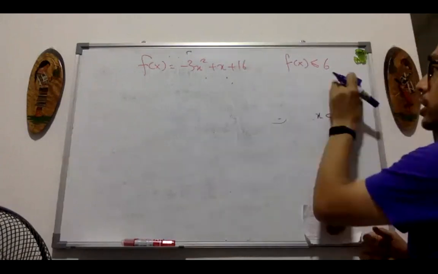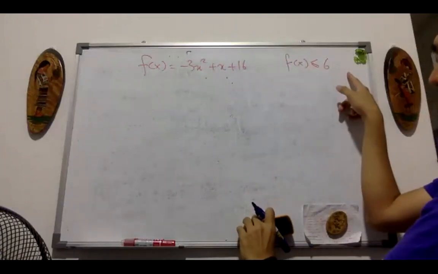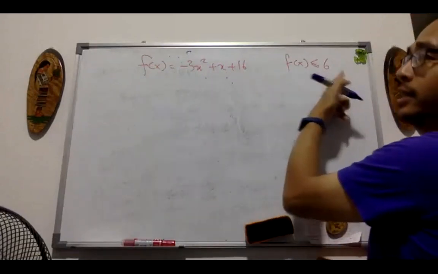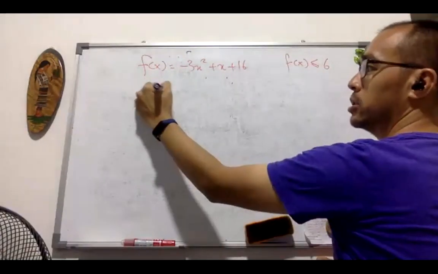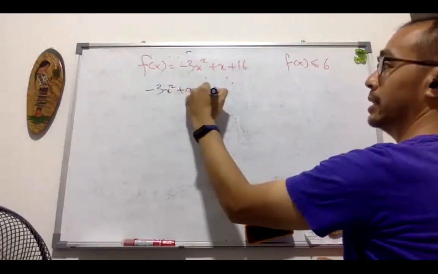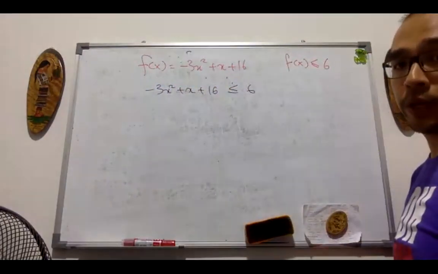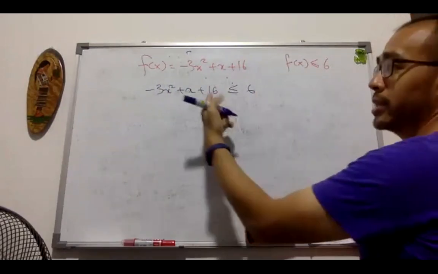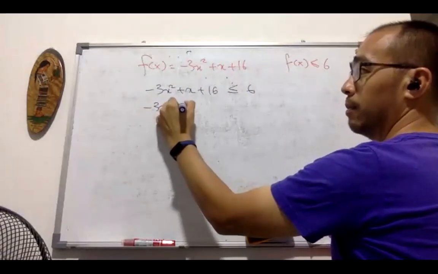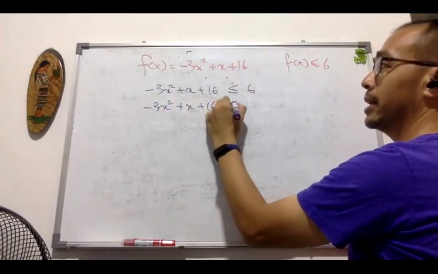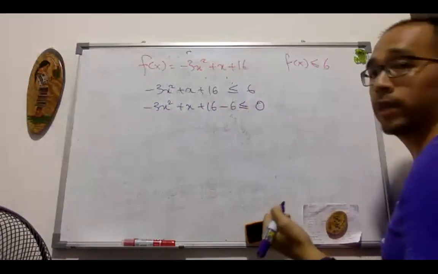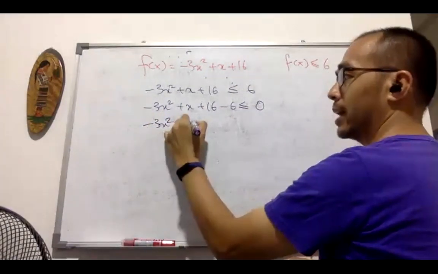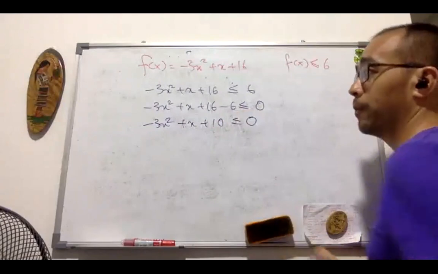So in this case, the question that they give us is f(x) is less than 6. Okay, so I'm going to put this here. If f(x) is this one and f(x) is less than 6, if I combine these two together, I'll get minus 3x squared plus x plus 16 is less than 6. Okay, that's logical. Then what we need to do is bring the 6 across. Minus 3x squared plus x plus 16 minus 6 less than 0. This is a very normal step that we always do. So minus 3x squared plus x plus 10 is less than 0.